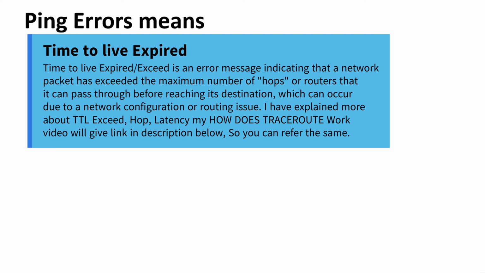So if you get the time to live exceed error, that is indicating the packet was not able to reach the destination before the TTL value expired, right? The destination is beyond the TTL value that was coded into the packet. So that basically works based on hops and how far your destination is, so that value should be computed accordingly, right?